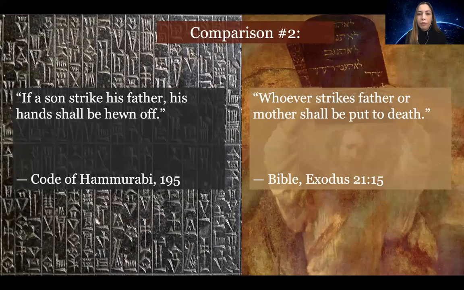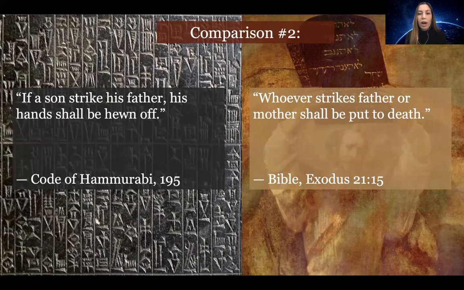Can somebody please read it for me? Can I read? Yes. Zayed, go ahead. I'm going to start with Hammurabi. If a son strikes his father, his hands shall be hewn off. Code of Hammurabi 195. Whoever strikes father or mother shall be put to death. Bible, Exodus 21:15. Yes, good job.